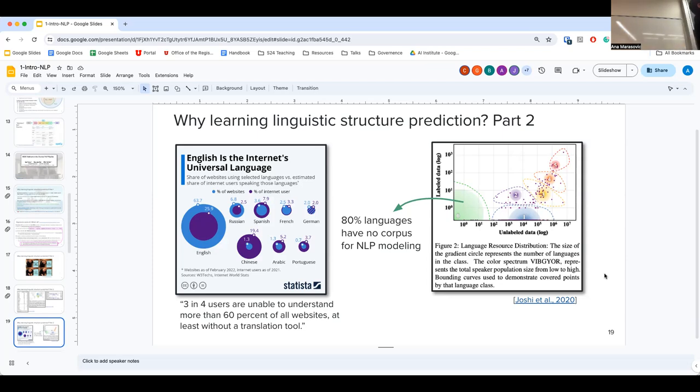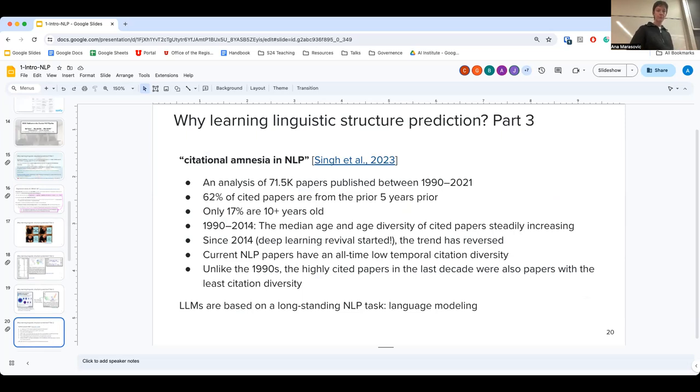But if you don't have a translation tool, then you don't have a chance to even understand any of those contents. So still, we need more than just those deep learning approaches that heavily depend on the availability of the data. And the last argument I want to present is this new trend that has been emerging in our community called citational amnesia in NLP.